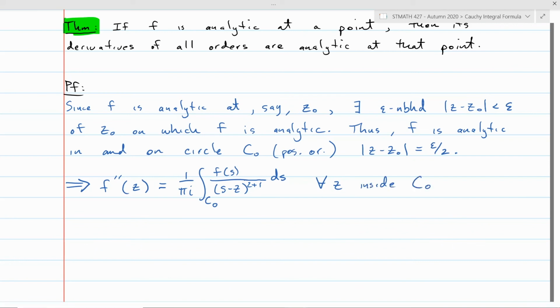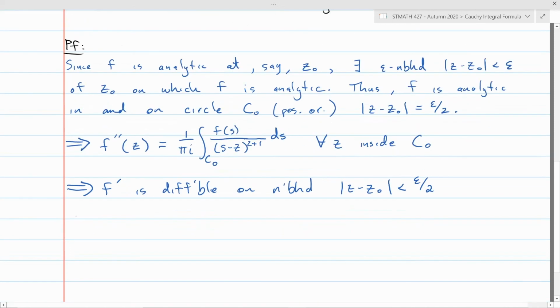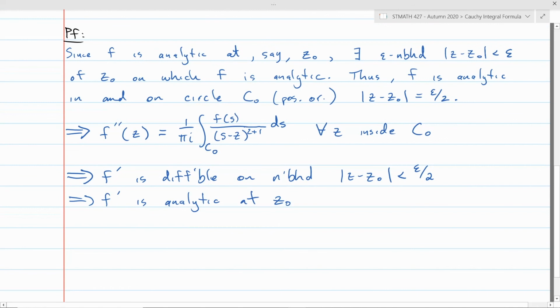So what did we just say? We just said that f prime is differentiable on this disk, on this whole neighborhood, modulus z minus z naught is less than epsilon over 2. So I know that f prime is differentiable on a whole neighborhood of z naught. So that tells me that f prime is analytic at z naught. Well, now we've established f prime is analytic, but we could just apply the same argument to f prime to get that f double prime is analytic.